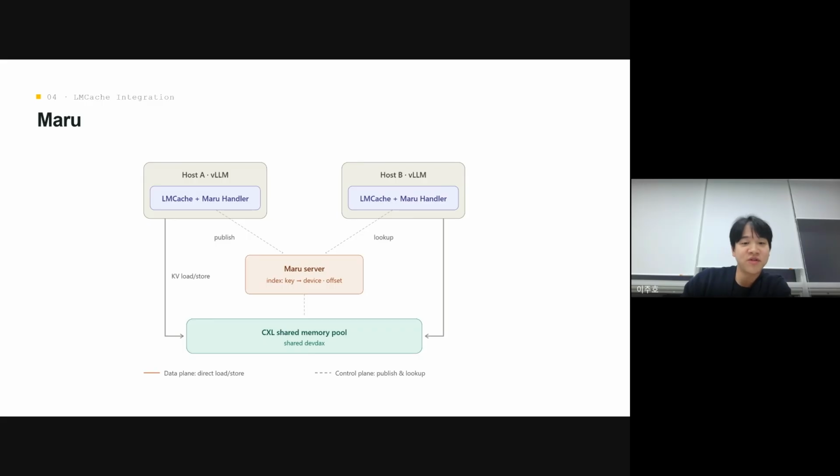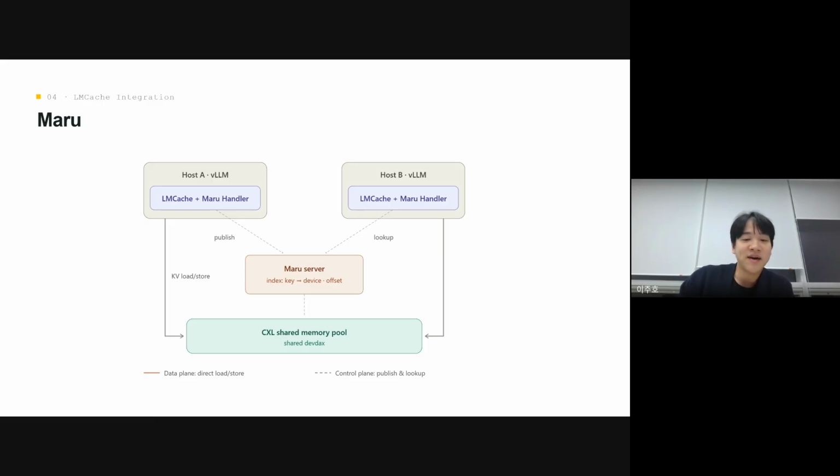So we put one server per field step piece. On each host, vLLM runs with LMCache plus a Maru handler. In the middle, there's a Maru server, and it keeps one simple index where the key is where the KV cache is, on which device and which offset.